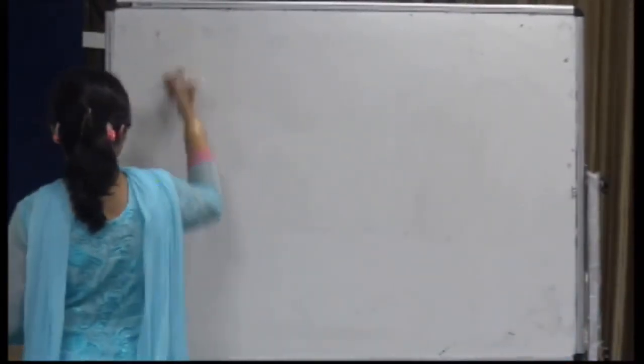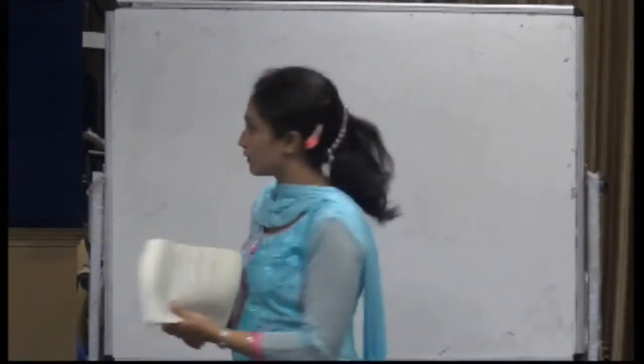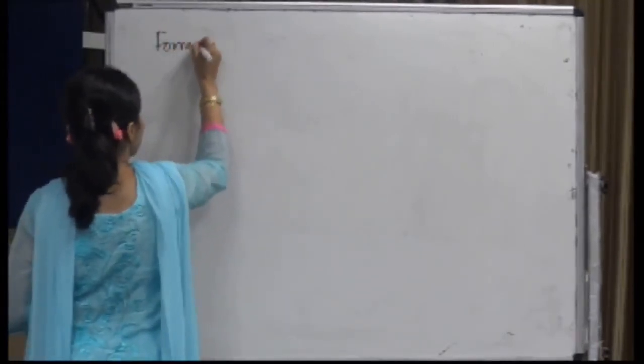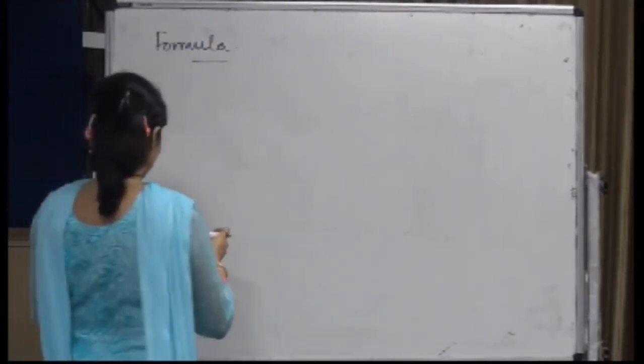Alright, for formula writing, remember, the central atom is always listed first. For writing the formula, the central atom is always listed first. So now it is just a reverse case of what we've done just now. You are given the name.